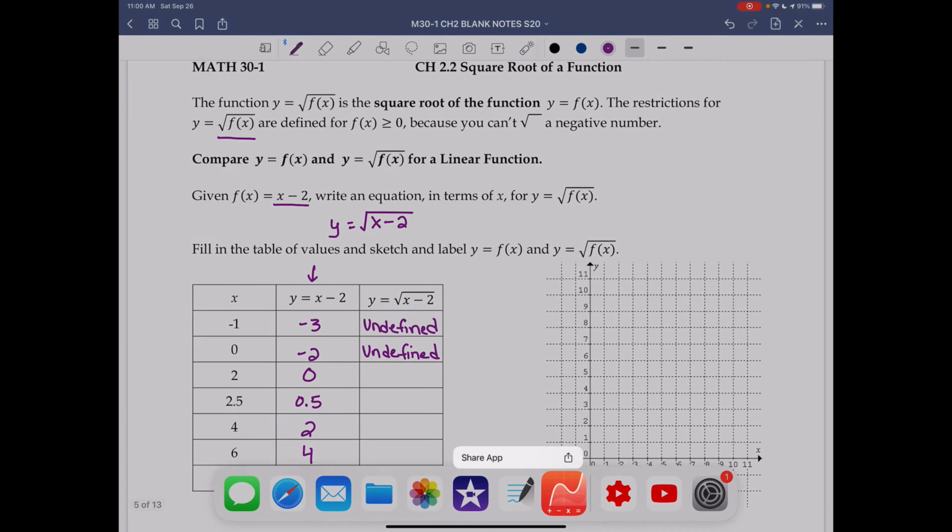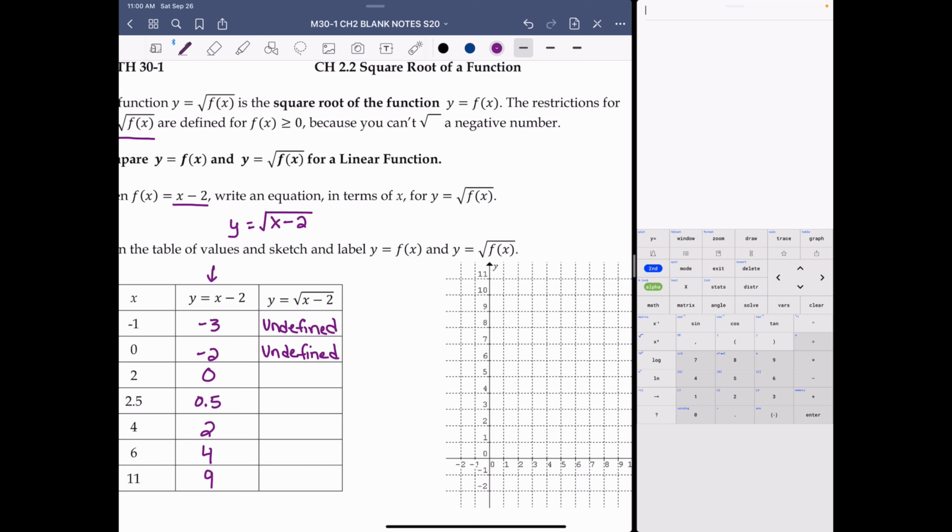What is the square root of 0? You probably know it's 0, but let's bring up our calculator. Second square root 0, we get 0. Square root of 0.5 is 0.7071, etc. Square root of 2 is 1.4142, etc. Square root of 4, it's a perfect square, so that's 2. Square root of 9, that's a perfect square, it's 3.